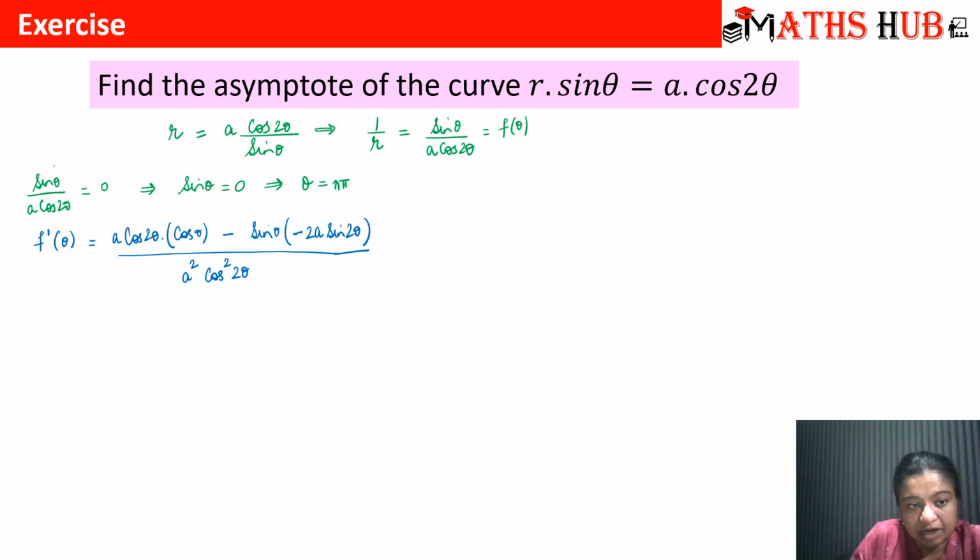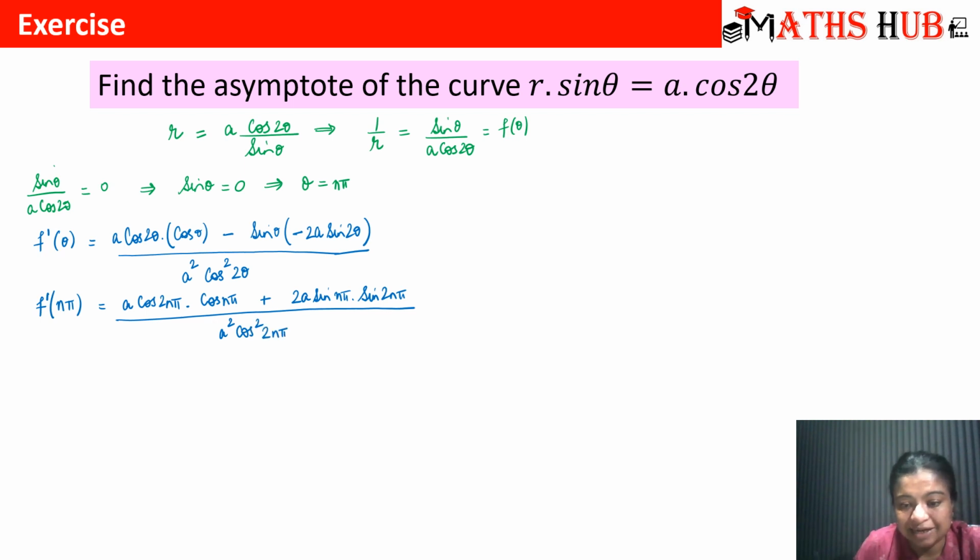Okay, so now let us substitute theta as n pi. So we will get a cos 2n pi into cos n pi. Minus into minus will become plus. So we will get 2a sine n pi into sine 2n pi, right? Divided by the denominator, a square cos square 2n pi, right?